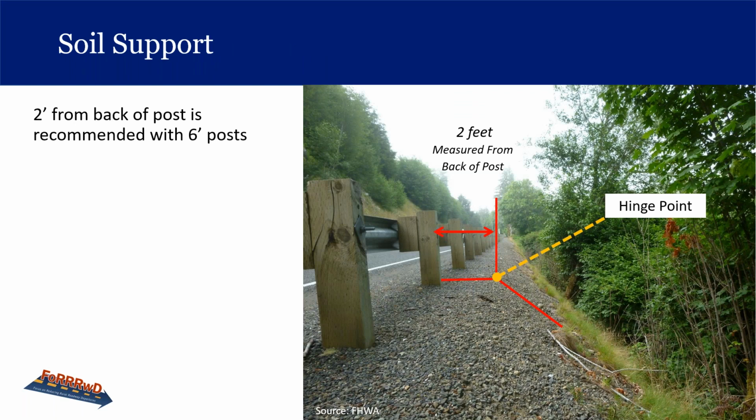Then we have our soil support. AASHTO recommends placement of the barrier at least 2 feet from the hinge point of the slope if the slope is steeper than 1 to 3. If the rail is placed at the hinge point, the system may not work effectively, because without adequate soil support a strong post system will deflect too much and a vehicle could go over the top of the rail. You can use longer posts to counteract the lack of full soil support. You can see the hinge point in the picture here.